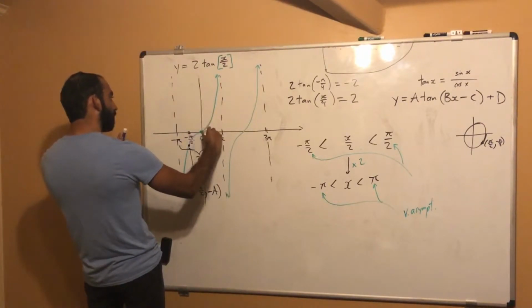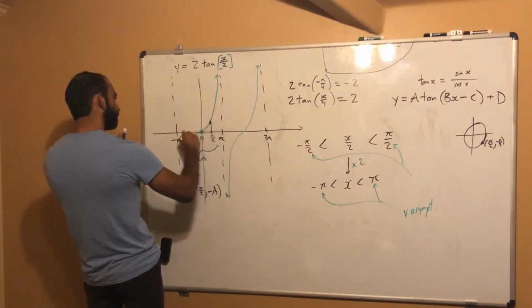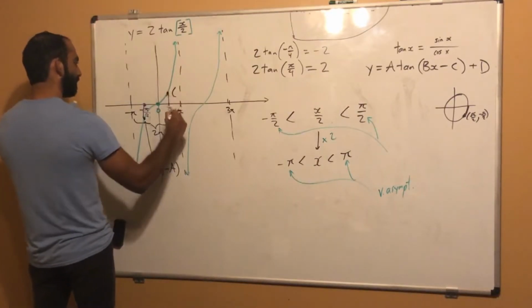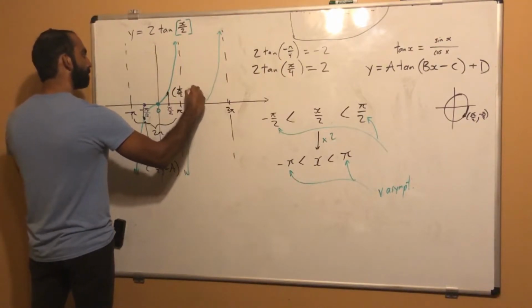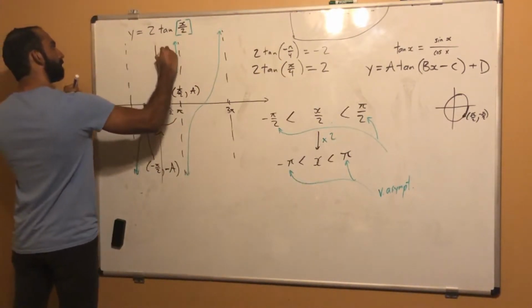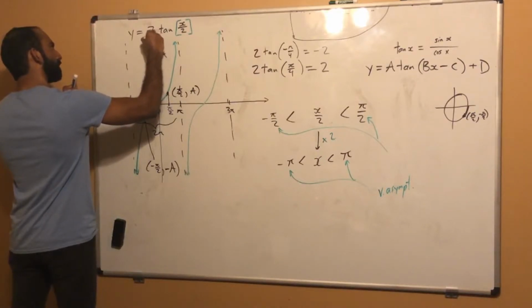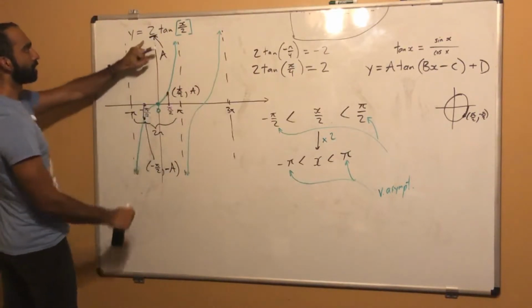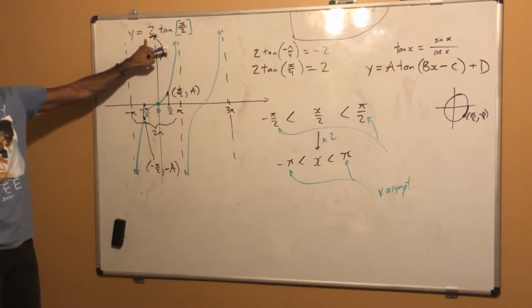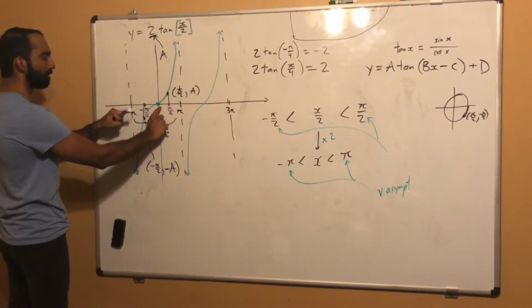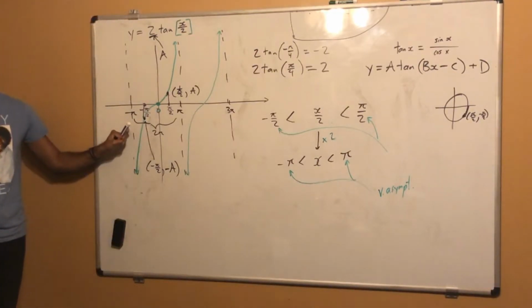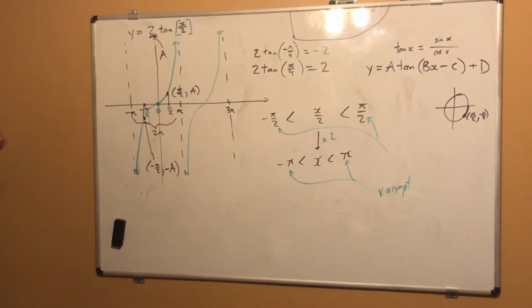Likewise here, if I were to go up, this point is going to be what? Pi over 2, positive a. Again, a is this guy right here. So this is where this leading number comes into play. It has to do with these little midpoints in between the x-intercept and any given vertical asymptote. Does that make sense? All right, cool. Any questions about that?